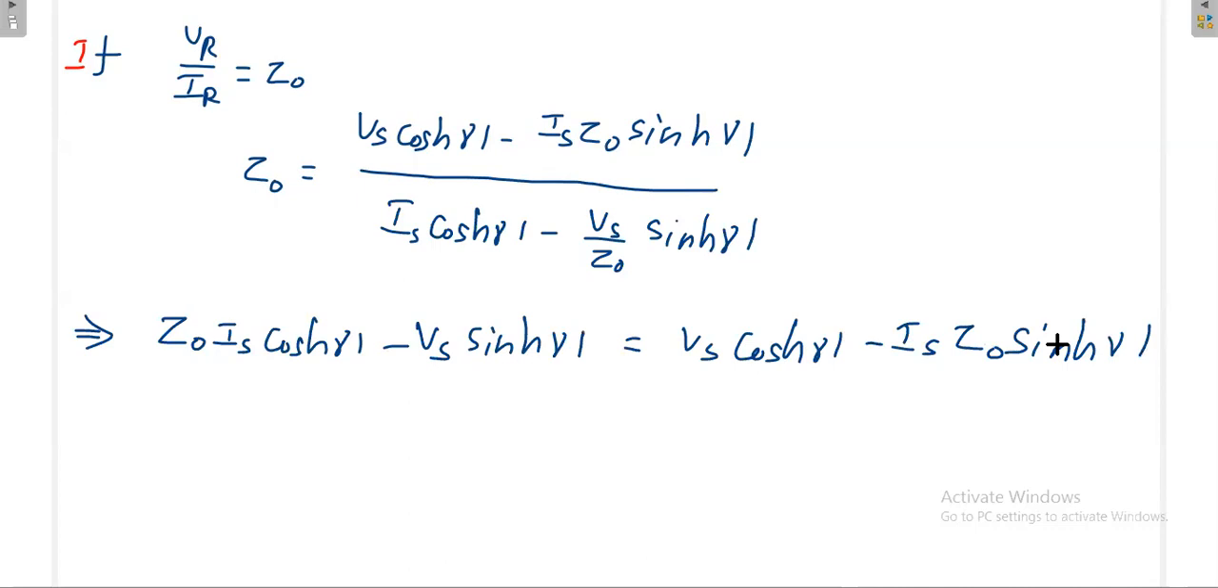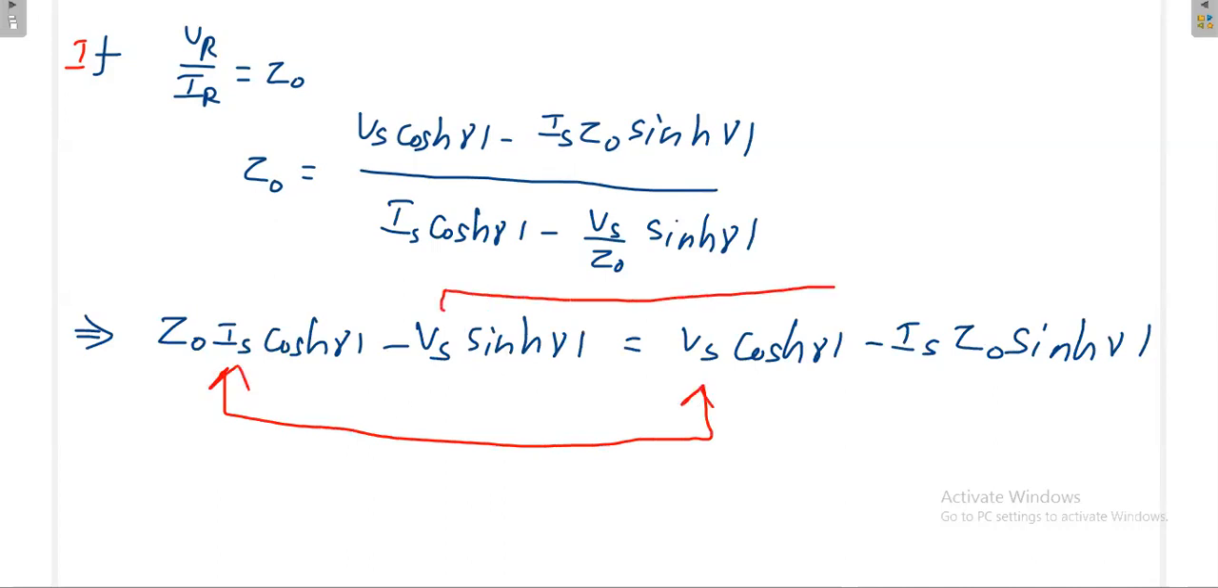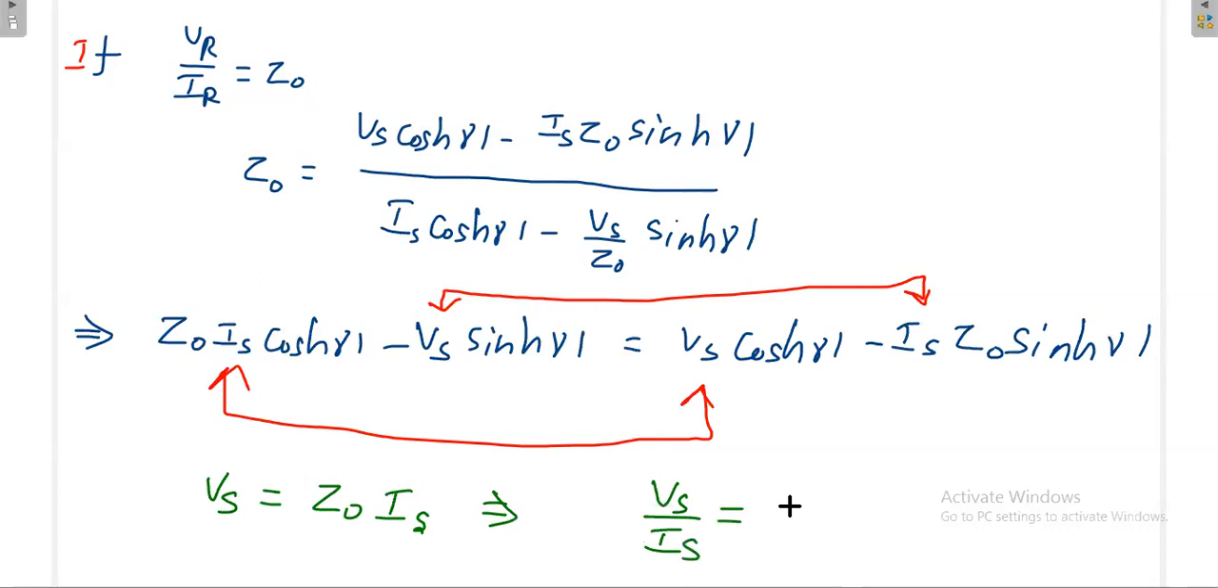From this equation, one thing is very clear. If this equation has to be true, both left hand side and right hand side, this has to be true. Finally, if this equation has to be true, then definitely Vs is equal to Z0 into Is. Now if you take the ratio, Vs divided by Is is equal to Z0.